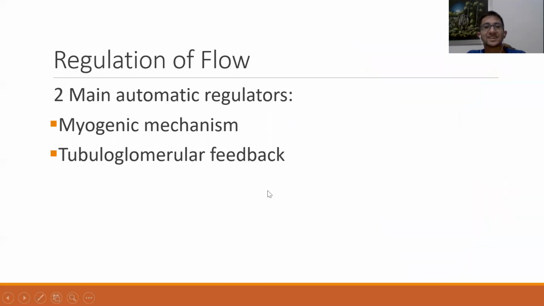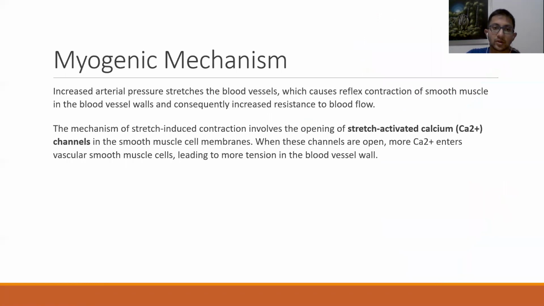So if we talk about the regulation of flow, you have two major mechanisms. You have the myogenic mechanism and tubuloglomerular feedback. And like all other things in our body, the filtration needs to be monitored as well. If we talk about the myogenic mechanism, increased arterial pressure stretches the blood vessels, which causes reflex contraction of smooth muscle in the blood vessel wall, and consequently increases resistance to the blood flow.